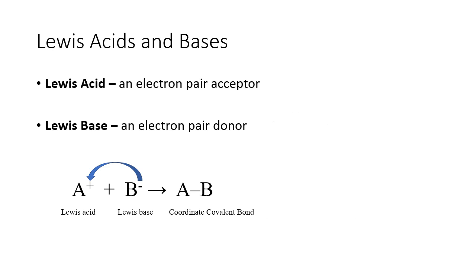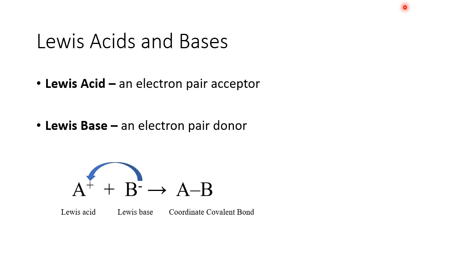The third and probably the most involved model that we use to discuss acids and bases is going to be Lewis acids and bases. A Lewis acid is defined as an electron pair acceptor, and a Lewis base is defined as an electron pair donor. So you can see in our example down here, a Lewis acid accepts an electron pair from a Lewis base, and they form a coordinate covalent bond.